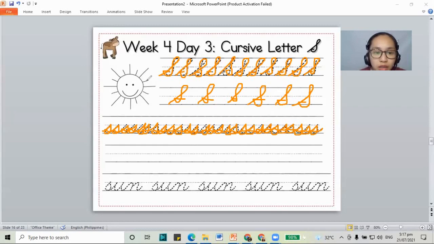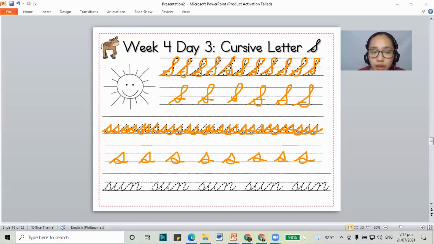Let's do our letter S. A line. Go make a tip. Around. A loop and out. Try to look first on the screen and then you can try and also write there to follow what we have for letter S. So this is our cursive for capital S and lowercase s.